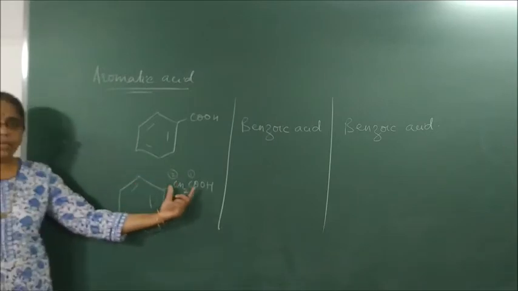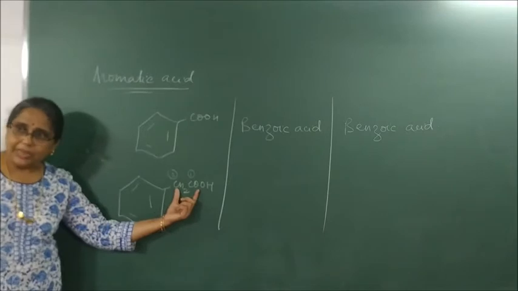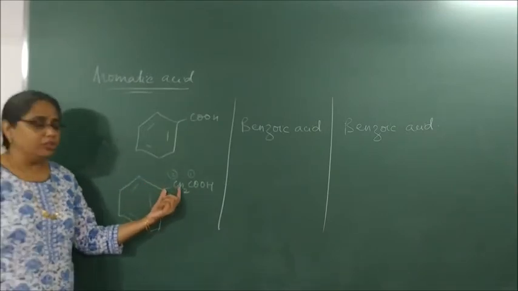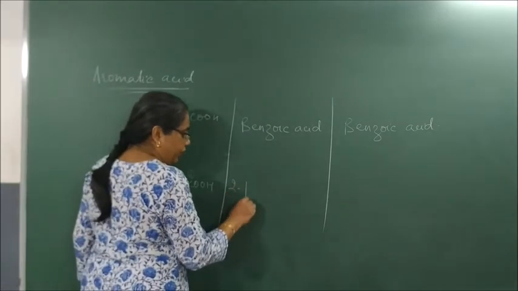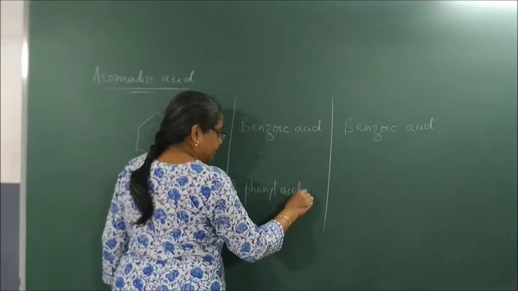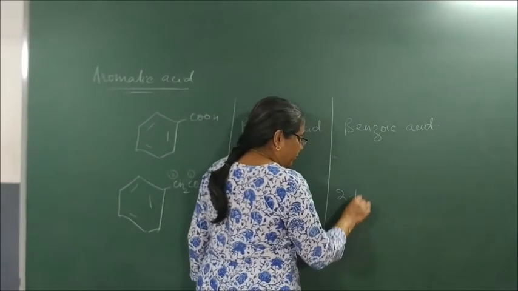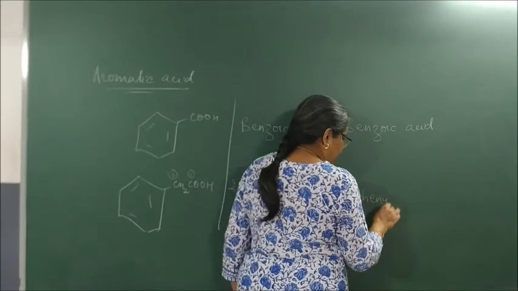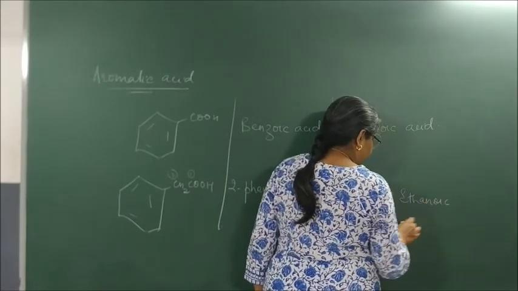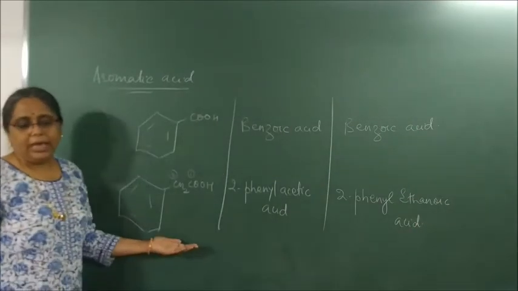When you have a side chain of any aliphatic compound, this becomes the parent chain. This becomes what? The substituent. So the name of this compound is what? 2-phenyl acetic acid. Its IUPAC name will be what? 2-phenyl ethanoic acid.